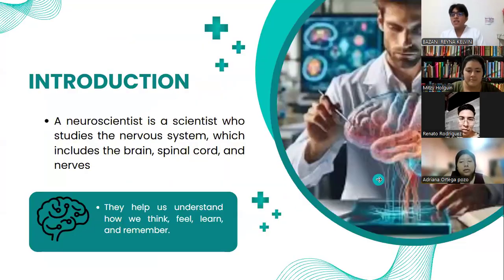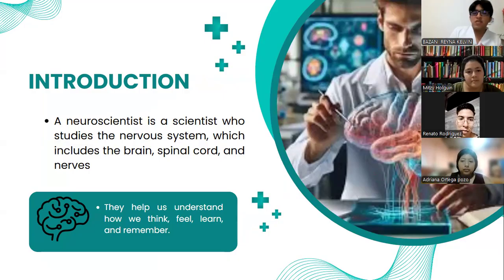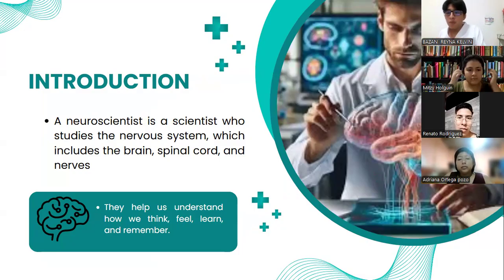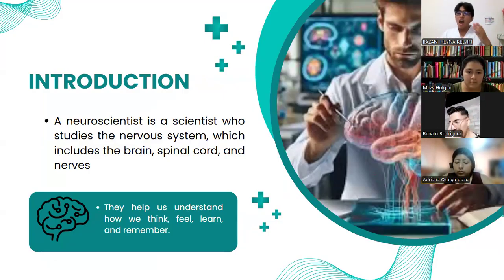So, what exactly is a neuroscientist? A neuroscientist is a person who studies the nervous system, which includes the brain, the spinal cord, and nerves. A neuroscientist helps a lot of people, including you, to understand how we think, how we feel, and how we remember all we do and all we did.